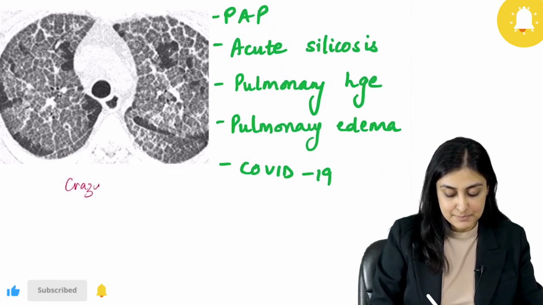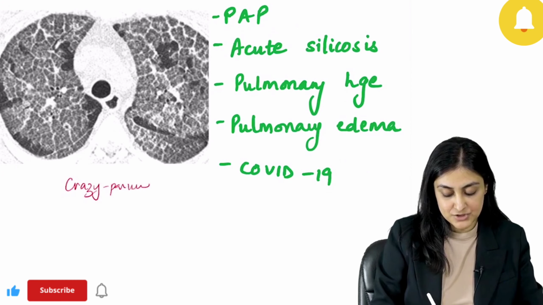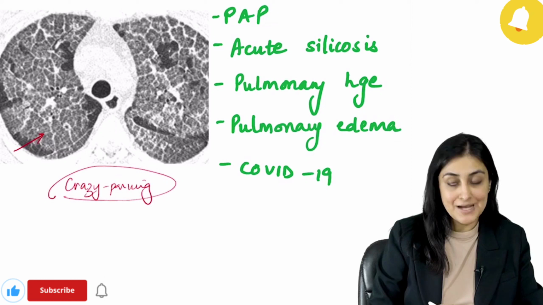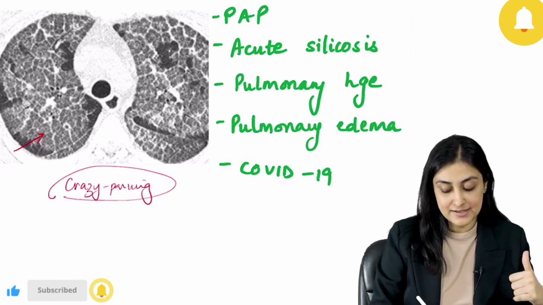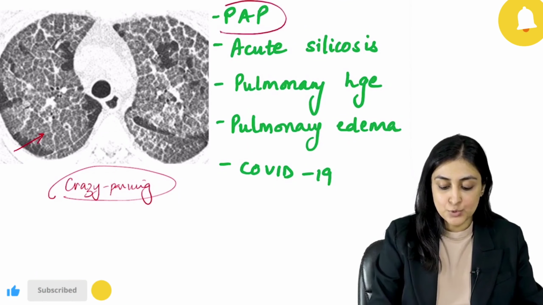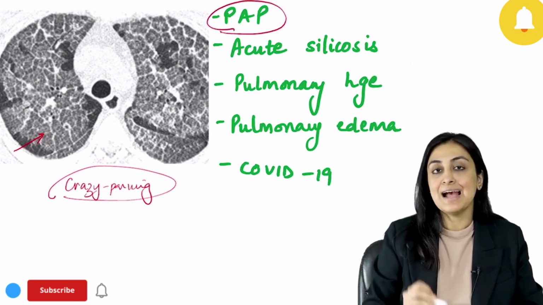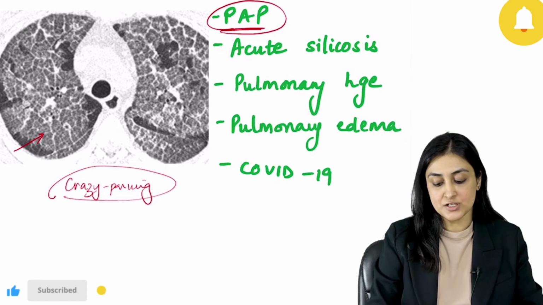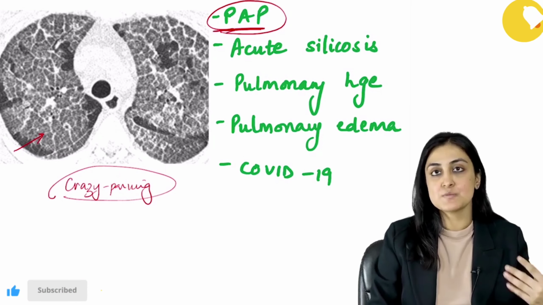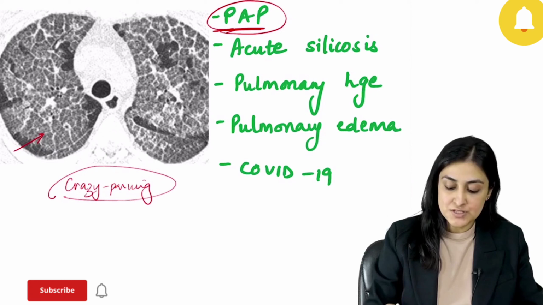Now we talk about this pattern. So this is the crazy paving pattern that we just talked about. So here you have these basal ground glass opacities, and in addition there are these lines which are interlobular septal thickening. So this is the prototype of pulmonary alveolar proteinosis. So this is a congenital disease wherein you have this surfactant deficiency. So this is pulmonary alveolar proteinosis.